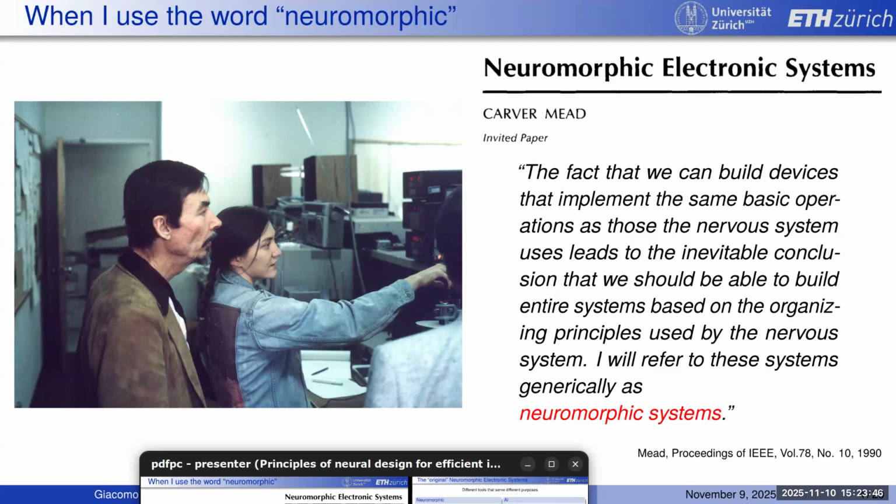And this is what Carver wrote in that paper. The fact that we can build devices that implement the same basic operations as those the nervous system uses leads to the inevitable conclusion that we should be able to build entire systems based on the organizing principles used by the nervous system. I will refer to these systems as neuromorphic systems. So basically the idea is any electronic system that uses the same organizing principles of the brain, according to this definition, is a neuromorphic system.